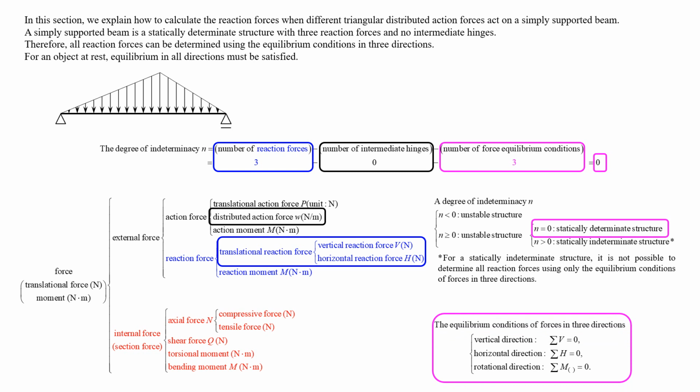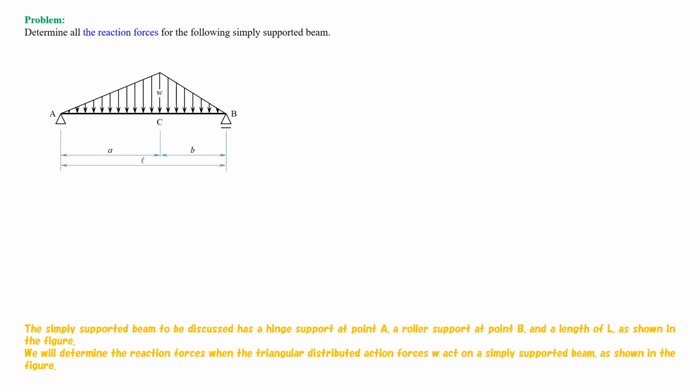For an object at rest, equilibrium in all directions must be satisfied. The simply supported beam, to be discussed, has a hinge support at point A, a roller support at point B, and a length of L, as shown in the figure. We will determine the reaction forces when the triangular distributed action forces W act on a simply supported beam, as shown in the figure.